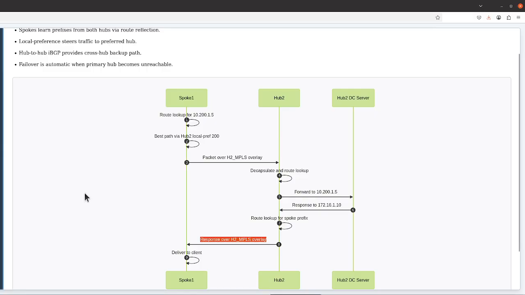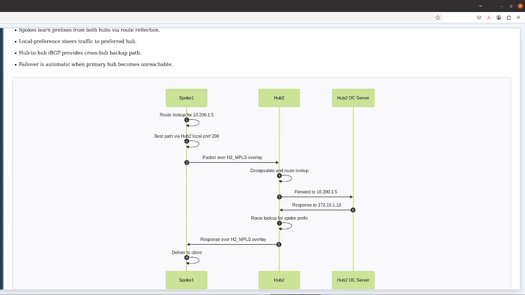Now consider the scenario where Spoke 1's H2_MPLS and H2_INET tunnels both go down, perhaps due to a Hub 2 outage. Spoke 1's BGP sessions to Hub 2 drop, and the 10.200.0.0/16 prefix learned from Hub 2 is withdrawn. BGP reconverges and selects the alternative path learned from Hub 1.